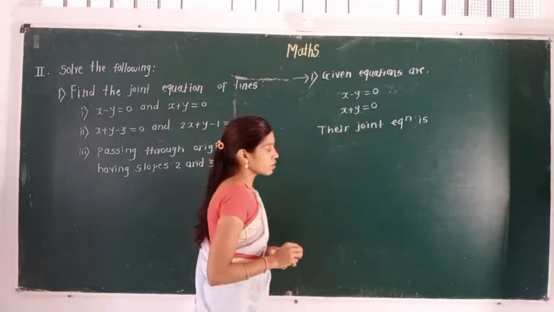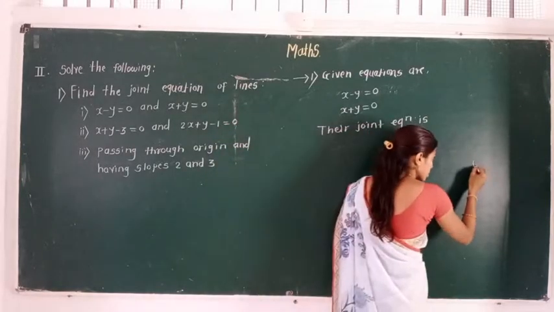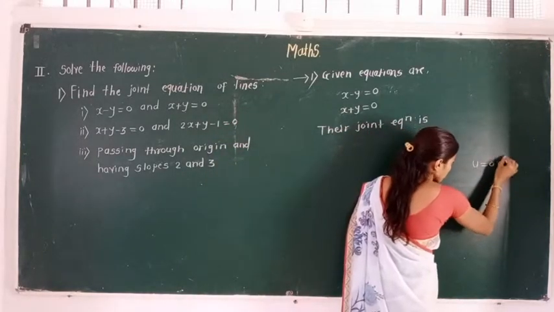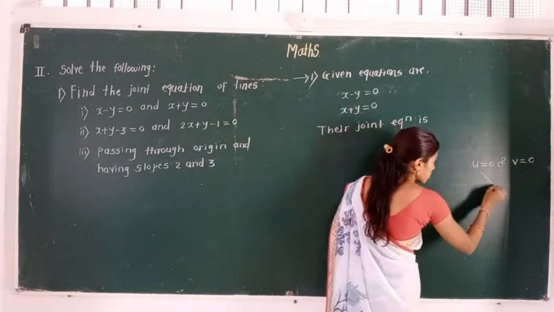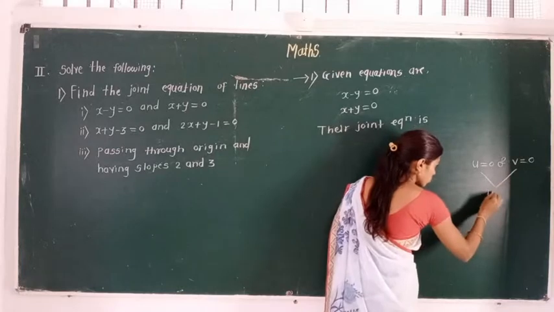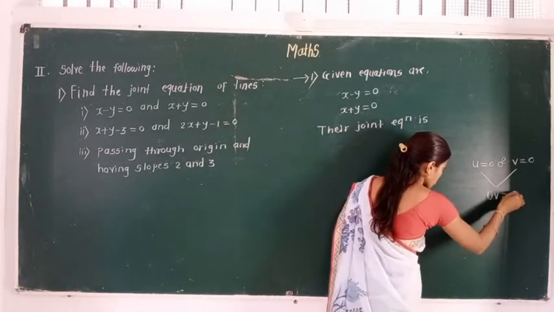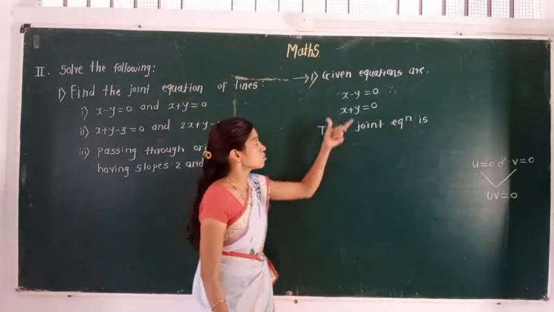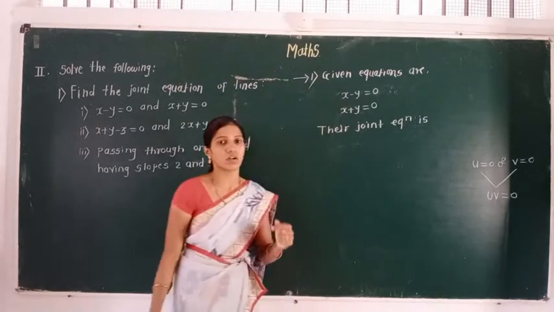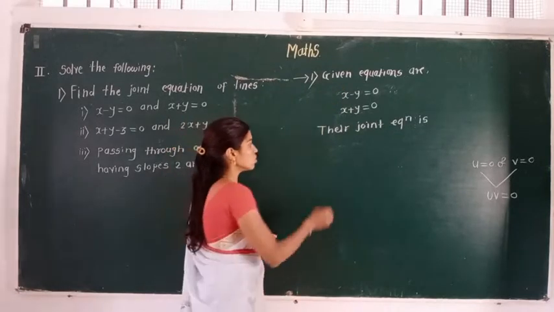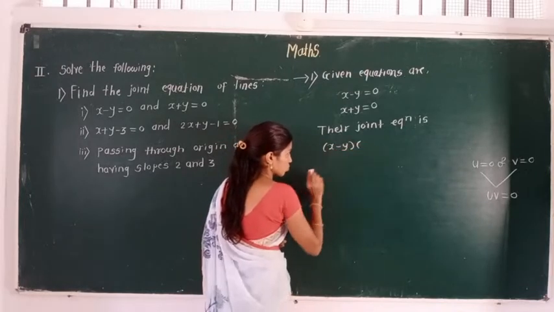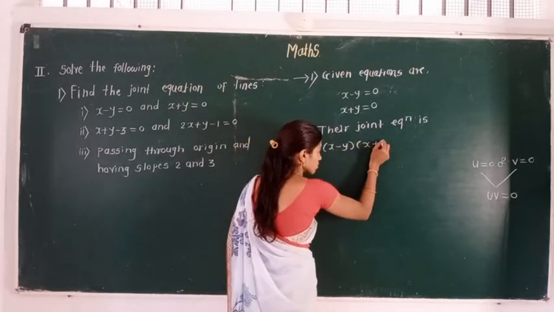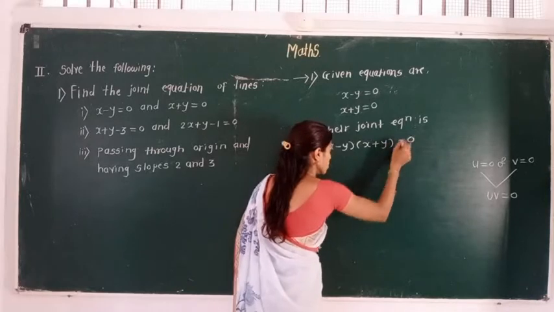we know that if the equations are u is equal to 0 and v is equal to 0, their combined equation is u into v is equal to 0. So take the product of these two equations, and we get their combined equation. Now we write (x minus y) into (x plus y) is equal to 0.